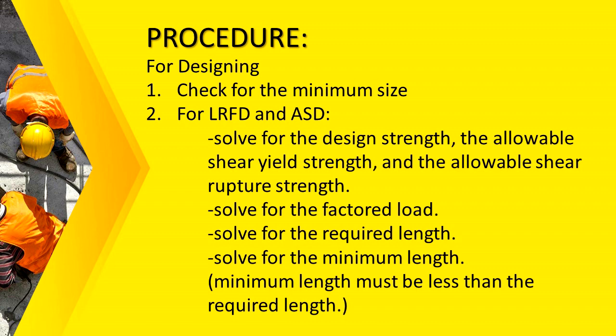Procedure for the design: first, check for the minimum size. Second, for LRFD and ASD solution, solve for the design strength, the allowable shear yield strength, and the allowable shear rupture strength. Solve for the factored load, solve for the required length, and solve for the minimum length. The minimum length must be less than the required length.